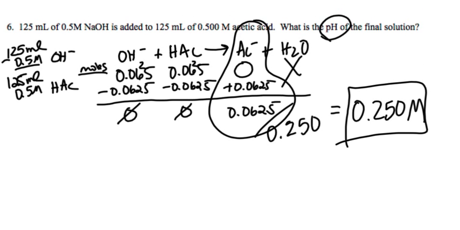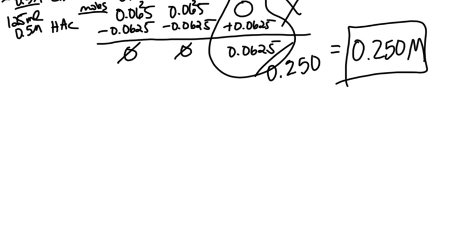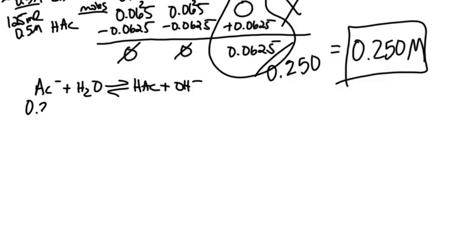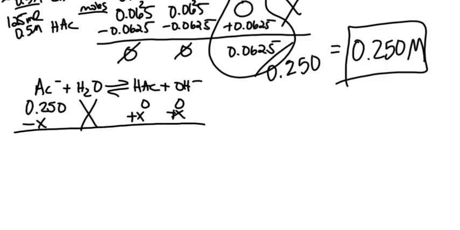I'm going to be losing problems all day, so you all have to refer to your sheets. We are mixing now. We're going to take our AC minus and add it to water because that's all that we have left over in the solution. Everything else is gone. And we're going to get HAC plus OH minus. Our original concentration of the AC minus is 0.250. We don't care about water. Which way do we shift? Right. So we get 0.250 minus X, and X, X.